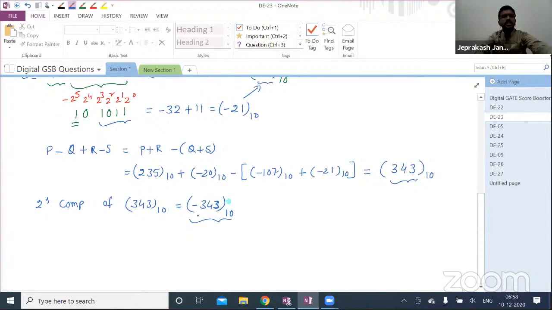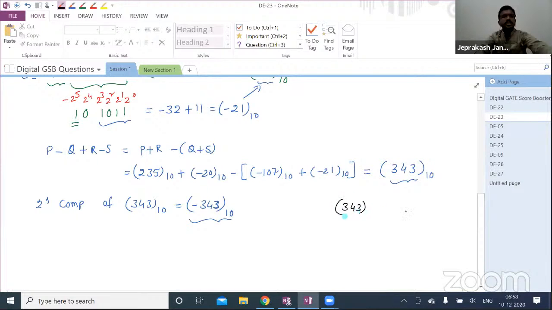Okay. Now, for representing minus 343, how many bits do you require? That is the question. Whether anyone tried? See, I am not discussing the conventional method here. If you want, you can verify later. Whenever you want to represent negative numbers in 2's complement form, what you have to do? Consider the magnitude. Magnitude of this number is 343.